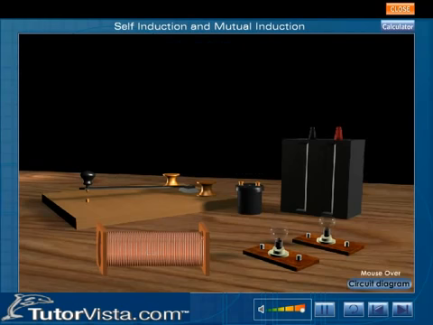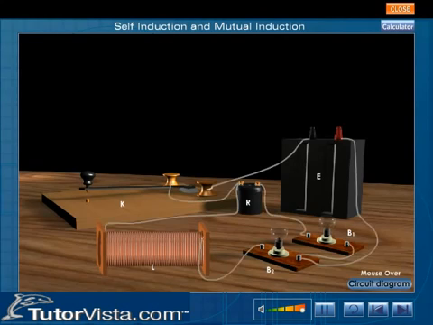Experiment to demonstrate self-induction. Let us perform an experiment to understand this. Connect two bulbs B1 and B2 of same wattage to a resistor and an inductance coil respectively as shown here. Press the key K.